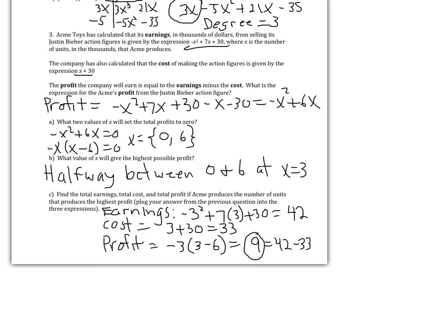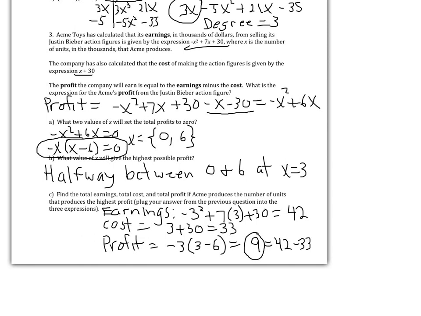So we have negative x squared plus 7x plus 30 minus x minus 30, which gives us negative x squared plus 6x, because the negative 30 and positive 30 cancel out. So the first question is, what two values of x will set the total profits to 0? Well, when we factor this, we end up with negative x times x minus 6 is equal to 0, because we've set it equal to 0, because that's what we want the profits to be equal to. And that gives us two solutions to this. x is equal to 0, x is equal to 6.